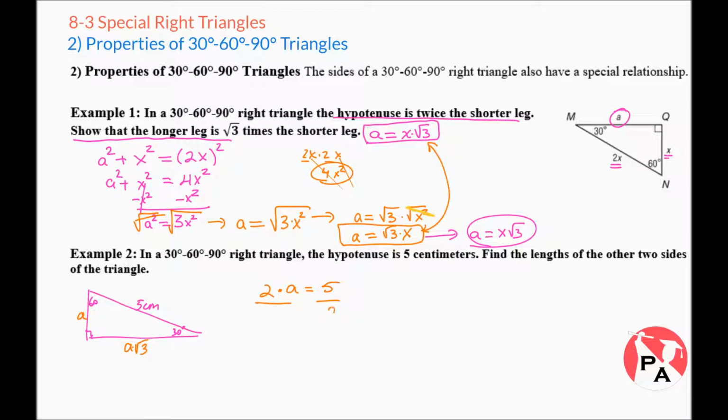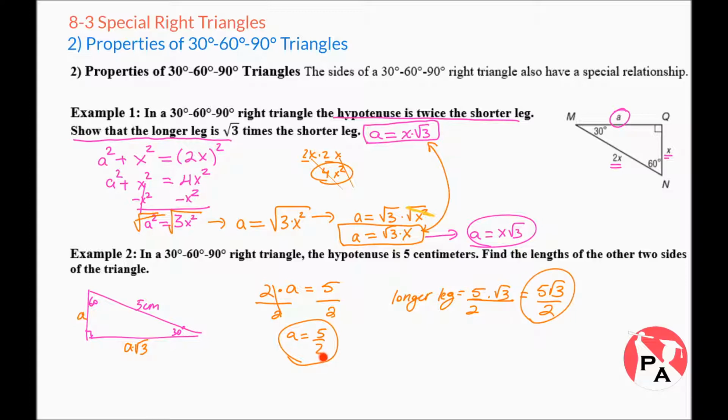Divide each side by 2. A would be 5 over 2, or you can say 2.5. But I would prefer leaving it like this, because the longer leg is equal to the shorter leg times radical 3, sorry, 5 over 2 times radical 3. Or we can rewrite it as 5 radical 3 over 2. So this would be the length of the longer leg.